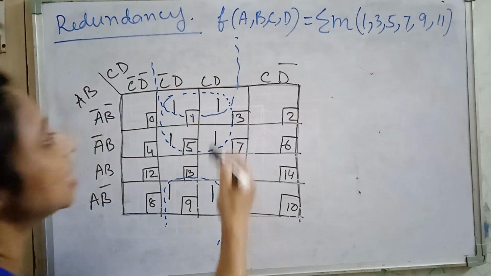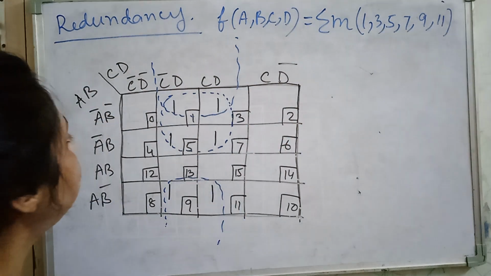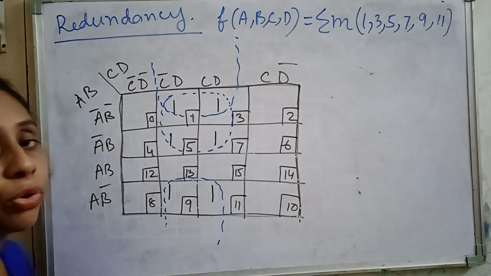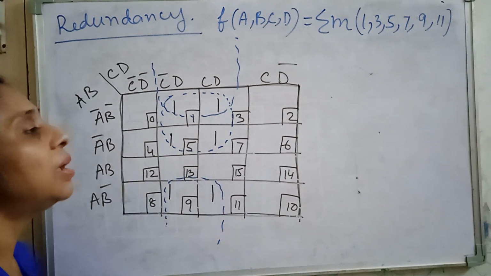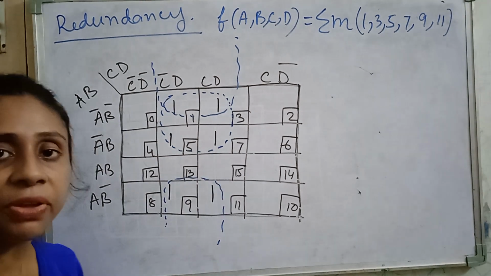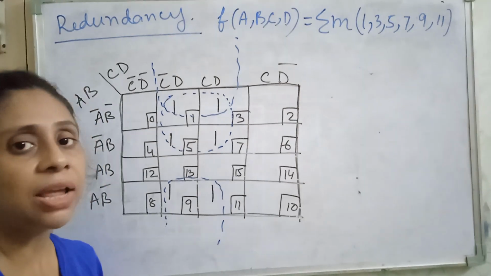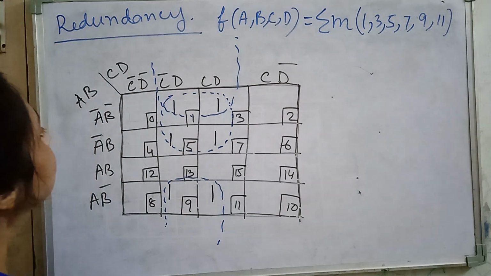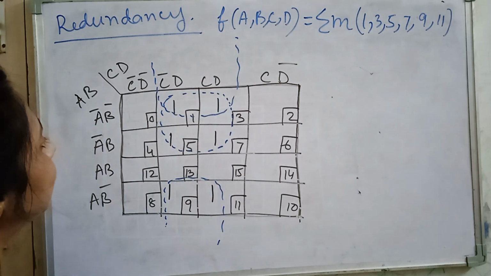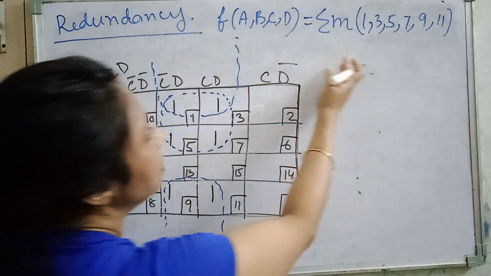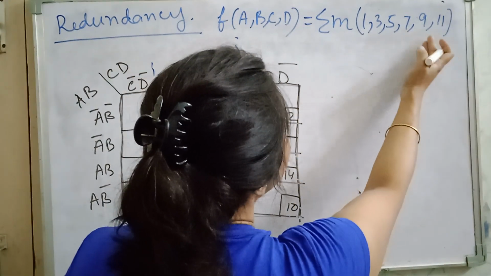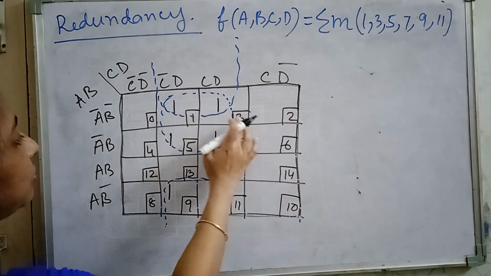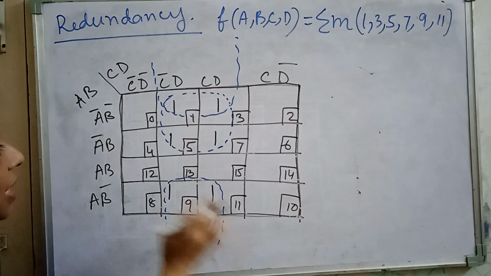Now see, this is an example 4 variable Kmap. In this 4 variable Kmap, we have already put the Kmap. Now how to put the Kmap and how to put the box numbers, that is given in my previous videos. Please go through that. I will put the link in the description box. Now see, in this 4 variable Kmap, what is the expression? Min term of 1, 3, 5, 7, 9, 11. So we have put 1 in those boxes: 1, 3, 5, 7, 9, 11.